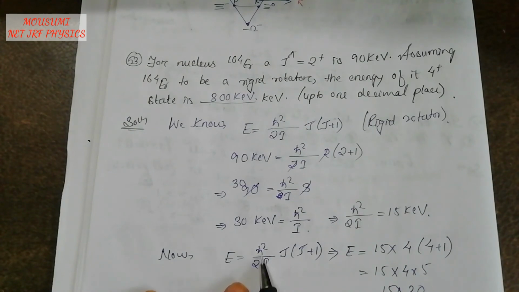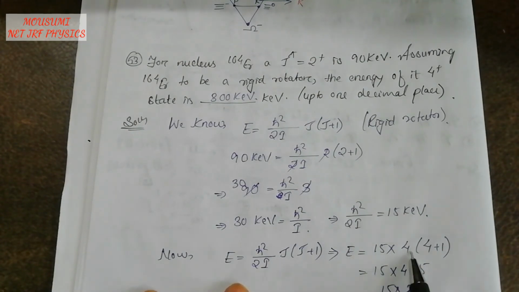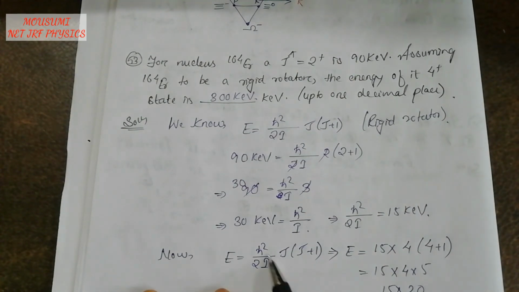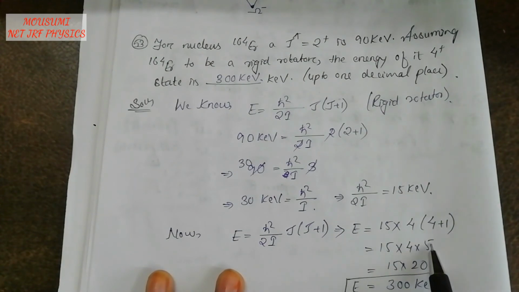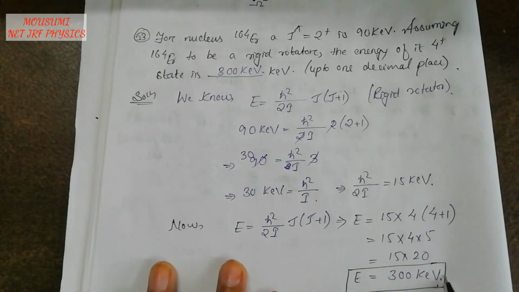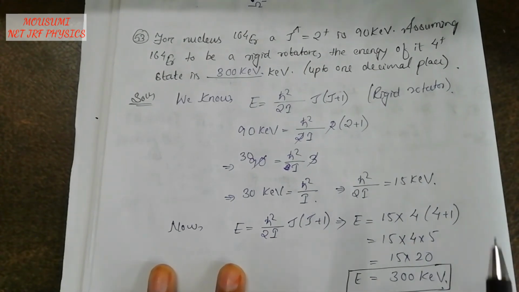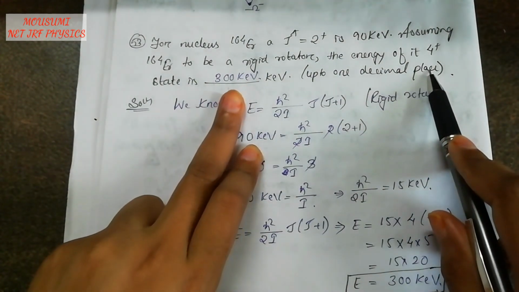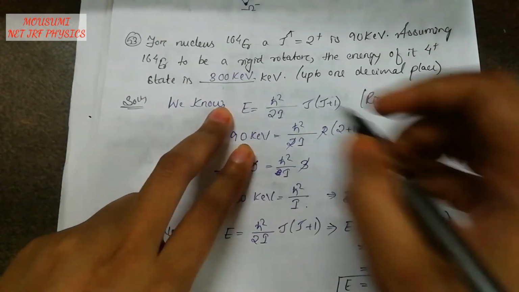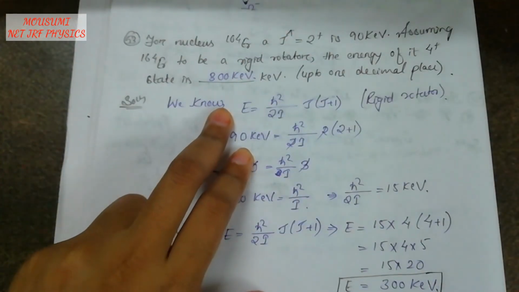Okay, so here if you see h cut square by 2I, and J is equal to what? 4 here, so it is 4 into 4 plus 1. The value of h cut square by 2I is what? 15. That we have substituted, and you will have what? 4 fives are 20. 15 into 20 will be how much? 300 kilo electron volt. So the energy for this particular state is how much? 300 kilo electron volt, and up to 1 decimal place, so you can put here 0.0, which is useless.